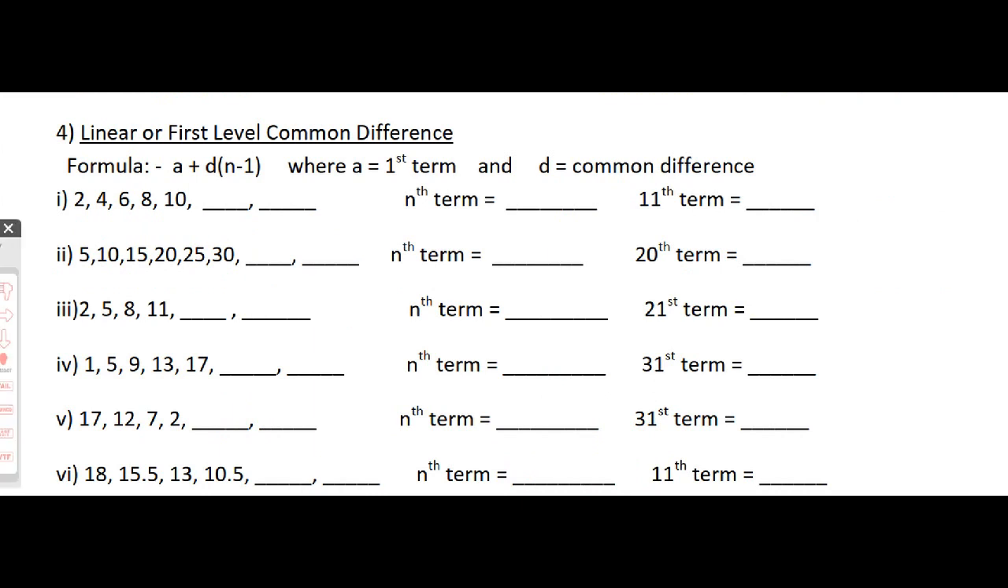Alright, the fourth type of sequence is linear sequence, also called first level common difference sequence. So look at part 1. The first term is 2, the second term is 4, the third term is 6, the fourth term is 8, the fifth term is 10, then the sixth term will be 12, and then 14. Now what is happening in this sequence? We are adding 2 to every number. So this is actually the table of 2. So the table of any number, its nth term will be 2n.